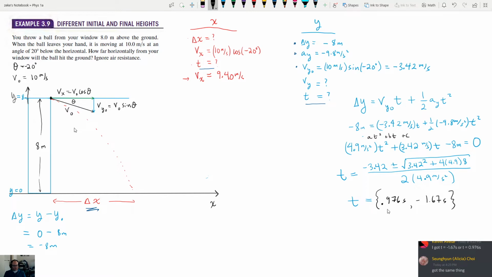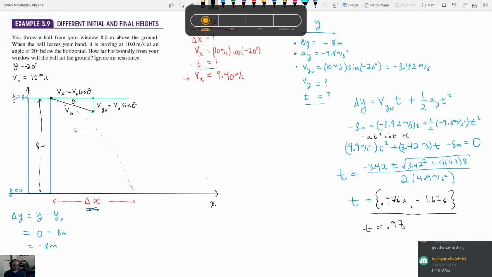I don't know how you write this stuff in mathematics. Something like that or something like that, right? And we're not going to take the negative number. We're going to take the positive number. Maybe that's obvious. Maybe it's not. I don't know. But time can't really be negative.